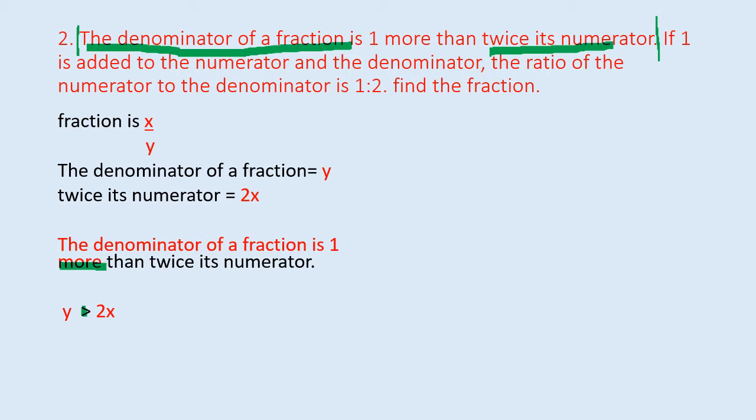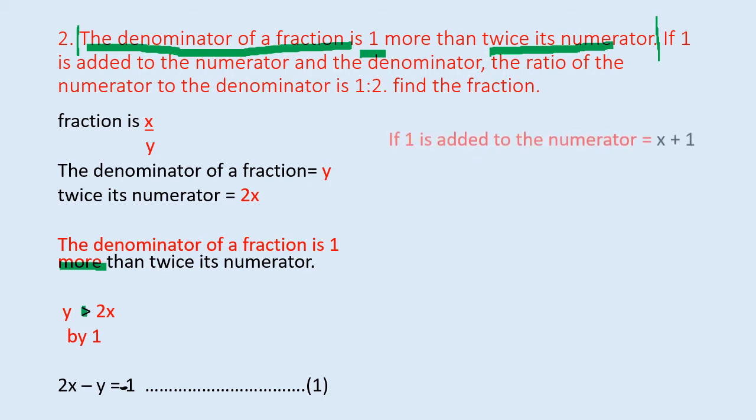Now since y is greater than 2x, it is greater by 1. So we will do bigger number minus smaller number. So we have y minus 2x is equal to 1, and when we rearrange it in the form of x and y, we'll get 2x minus y is equal to minus 1.